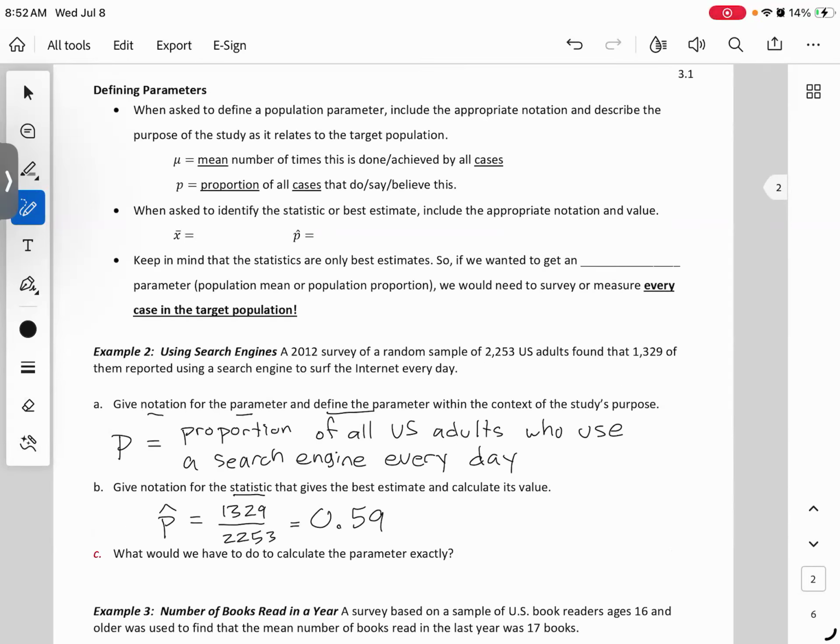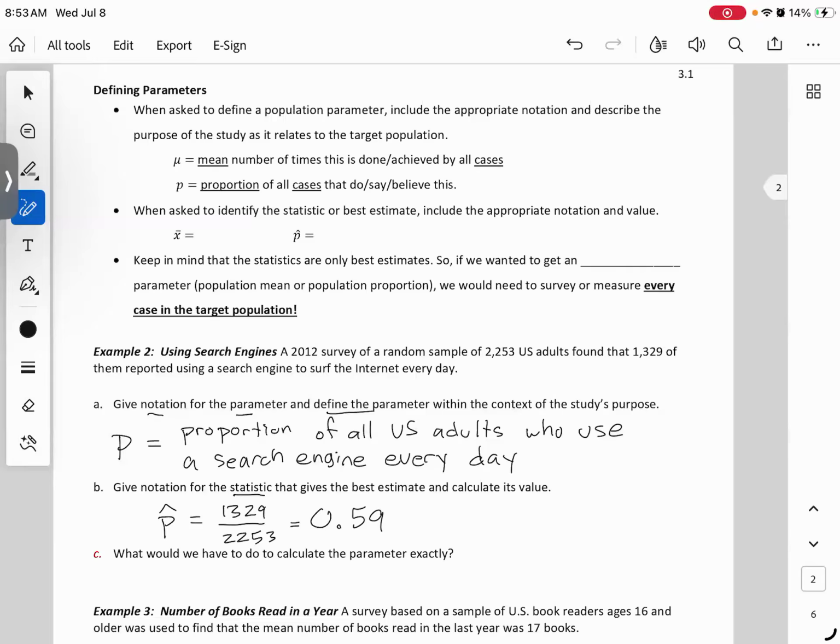So that's how you do A and B. A, use one of those two templates. B, just talk about what the sample said. So their guess at that time was about 59% of people are on the internet every day. Now, this is only a guess, so it could be off. Maybe back then it was really like 65%, or maybe it was really like 52%. But again, hopefully this is a pretty good guess.